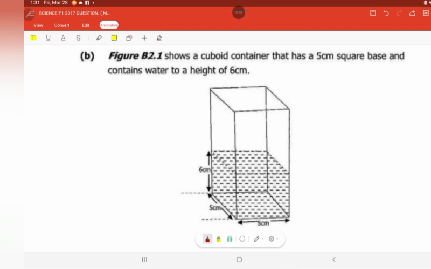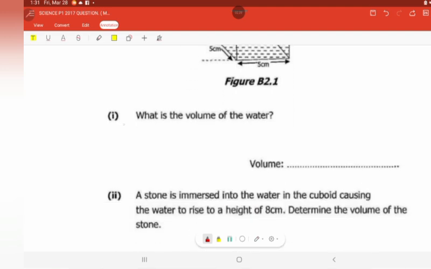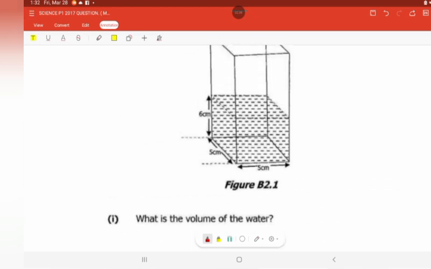Let's move on again. Question B shows a container that has a 5 centimeter square base and contains water to a height of 6 centimeter. So the first question here is: what is the volume of the water?